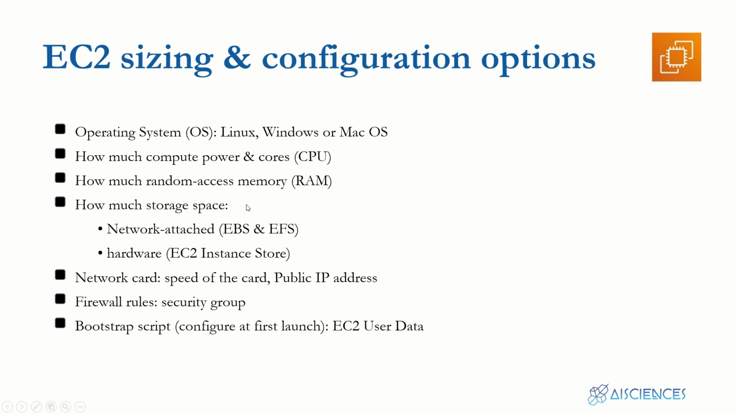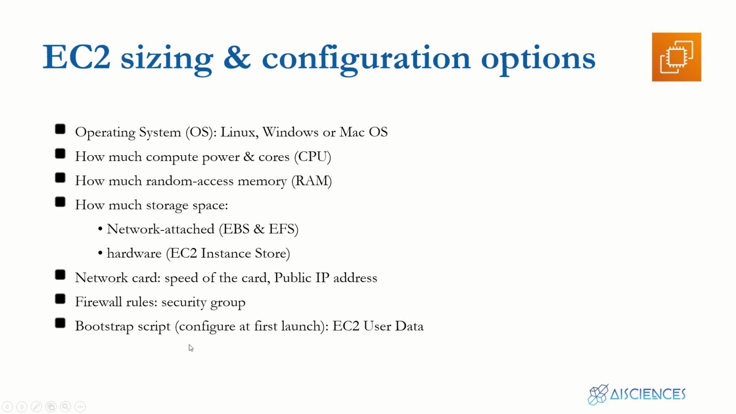And there are two types of storage in this virtual machine. One is network attached, which is EBS and EFS, and one is hardware. Then we have the network card, which is a very basic type of installation, like the speed of the card and whether the IP address is public or not. And then we have these firewall rules security, which is security group. I want you guys to note this and I will explain it to you.